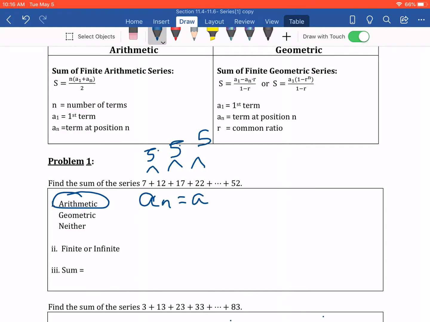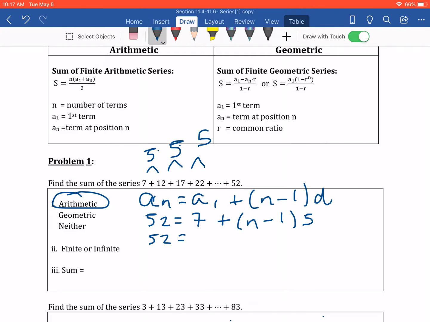So in this case, we use the previously learned equation of a sub n equals a sub 1 plus n minus 1 all times d. That's the equation we learned previously. And then we're going to plug in the values we have. We know our final value is 52, so that's our a sub n. Our initial value is 7, that's our a sub 1. We do not know our n, but we do know our d is 5. And those values came from the problem.